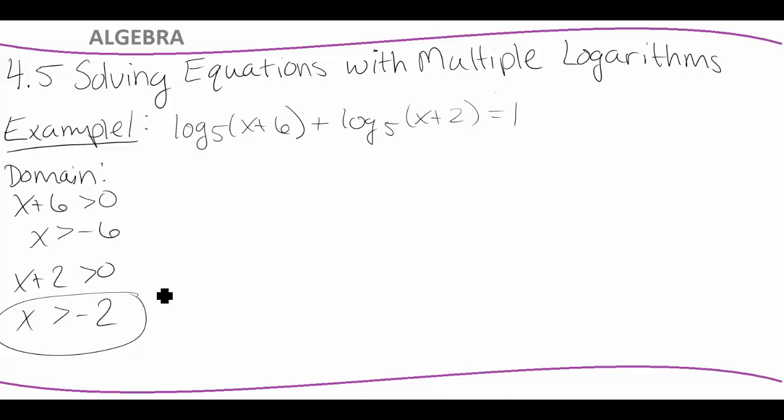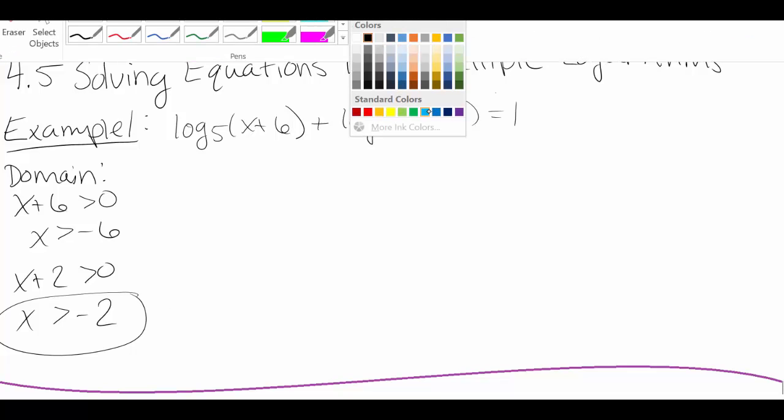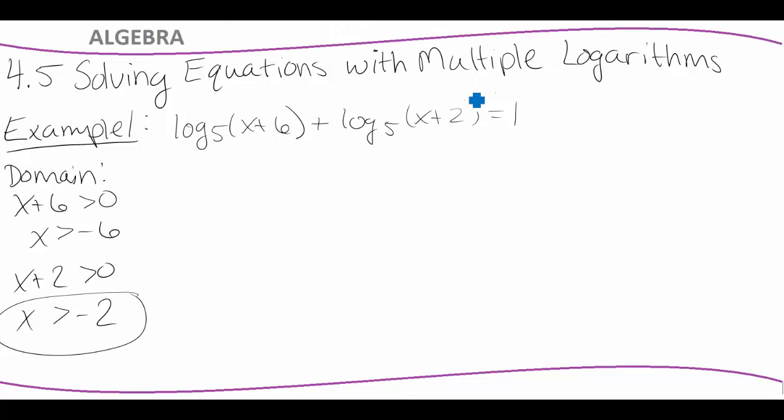To obtain an exact solution, we need to express the left side as a single logarithm. So we're going to get this as one logarithm. We're going to use our log properties. And so we know that log base a of m plus log base a of n equals log base a of m times n. And remember, the bases have to be the same. So we're going to have log base 5 of, we're going to multiply x plus 6 times x plus 2. So when we are adding logarithms, we multiply their insides. This is going to equal 1.